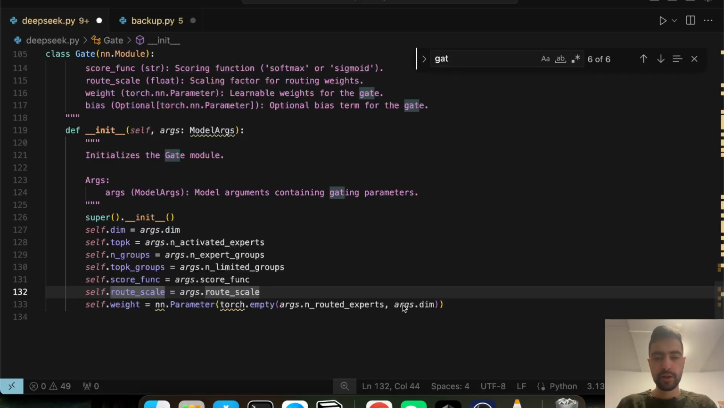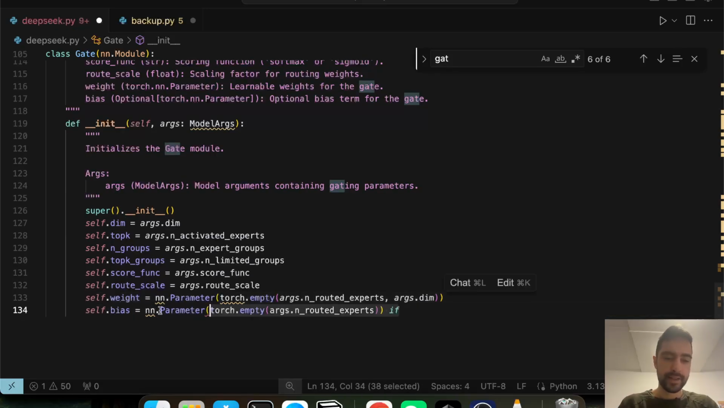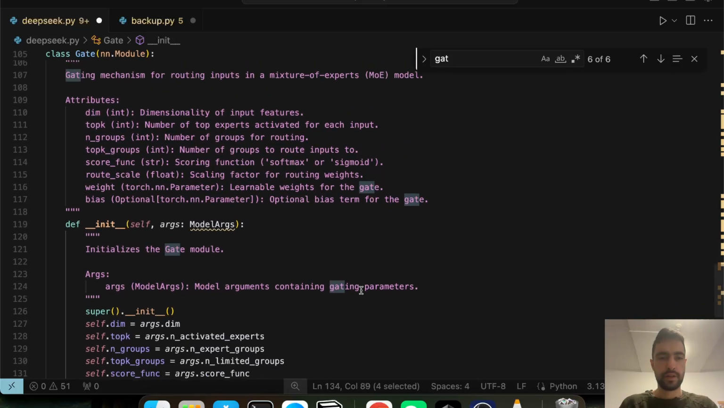But this may not be just the dimension of the vector. It can be batch size times sequence length times dimension of the vector, and it will work the same. So for each token in the sequence length, it will give you the number of routed experts for each token in the sequence length and batches. And then bias n, so this will just have the shape of n routed experts, so we will have bias for each expert if it's this dimension. So I don't know why they selected this dimension in particular. I guess you can make a different condition here.